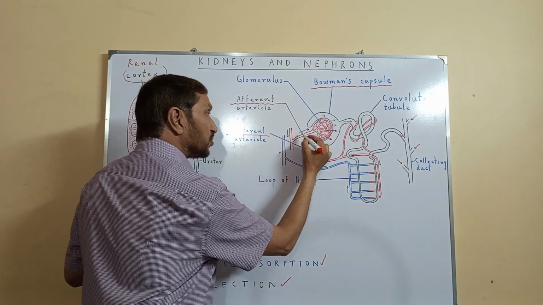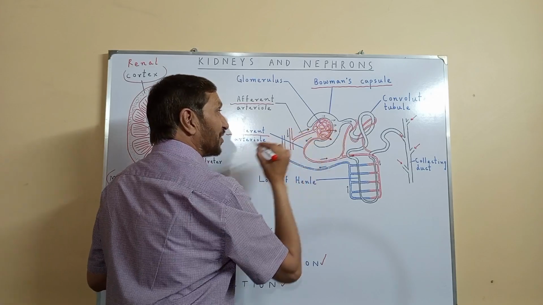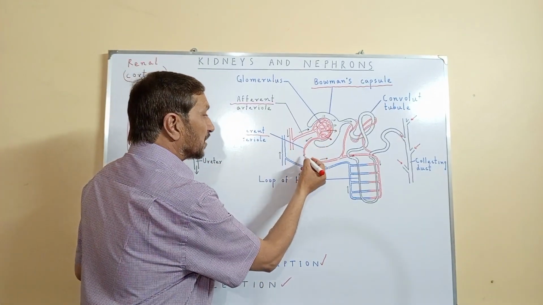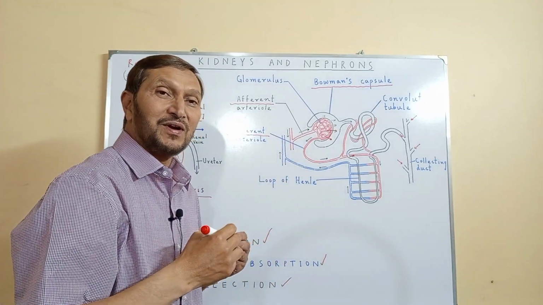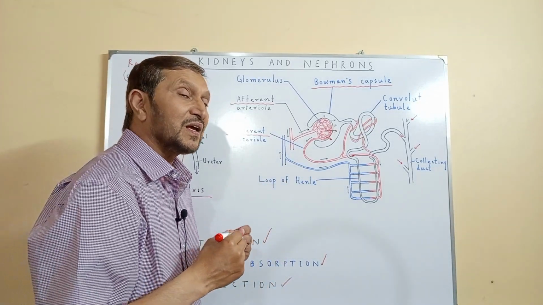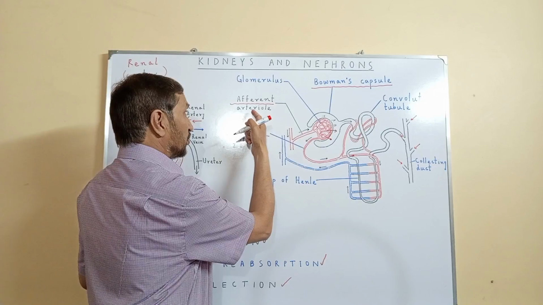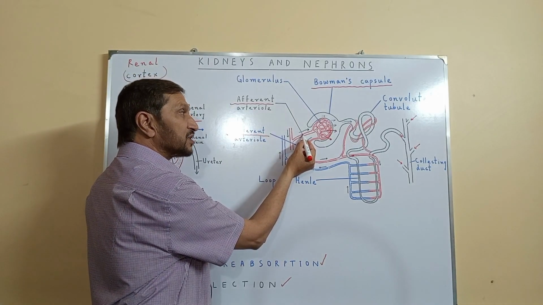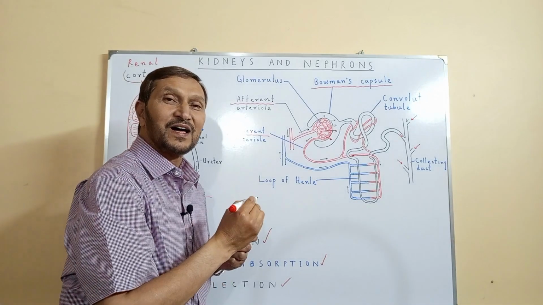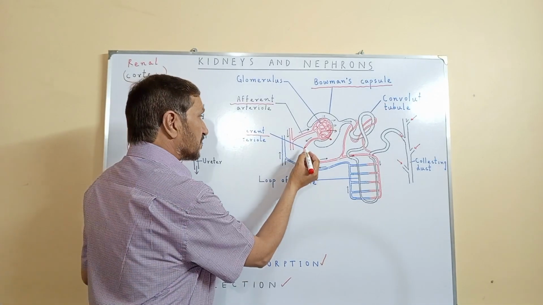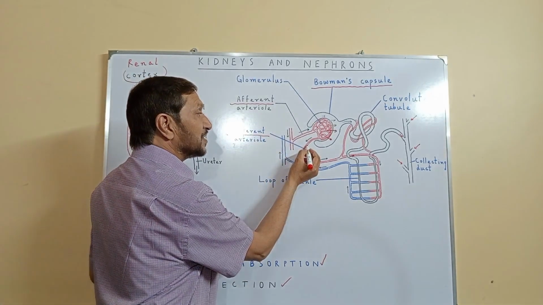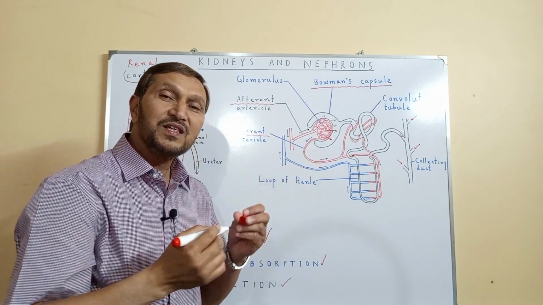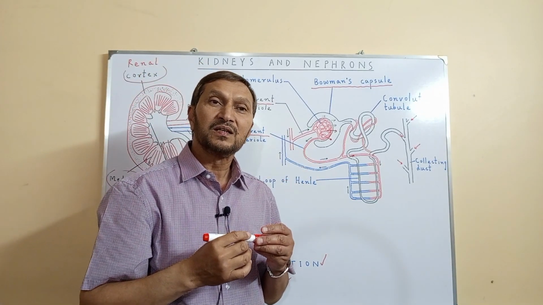So the afferent arteriole is bringing the blood towards the glomerulus, inside the glomerulus, and the efferent arteriole is bringing the blood outside of the glomerulus. Now there is a difference in the diameter of these two arterioles. If you can see, the diameter of the afferent arteriole is broader, is larger, and the diameter of this efferent arteriole is comparatively smaller, narrower. Why is there a difference in diameter?